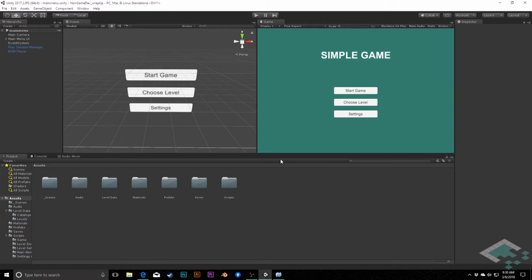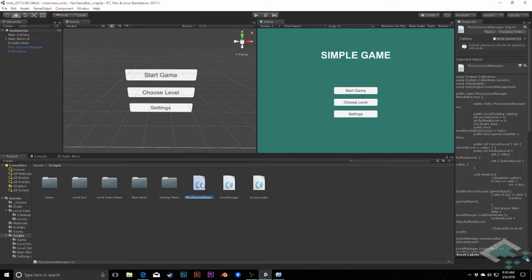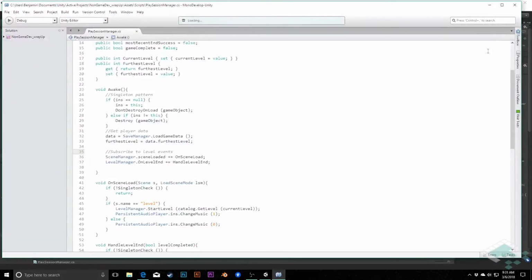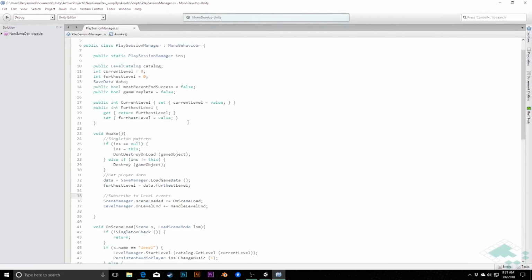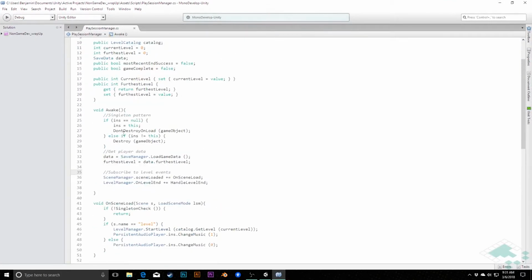The last thing though I want to do is resolve an issue that we had with our singleton pattern in our play session manager. If I open up scripts here, we see our play session manager script. We're going to open that up in MonoDevelop. And you'll recall that how we set this up was that on awake, we did this singleton pattern where we say we have the static instance of a play session manager. If there isn't one, we make the existing one into the singleton, the almighty singleton instance of it. Otherwise, we destroy it. And then we do some additional work here.